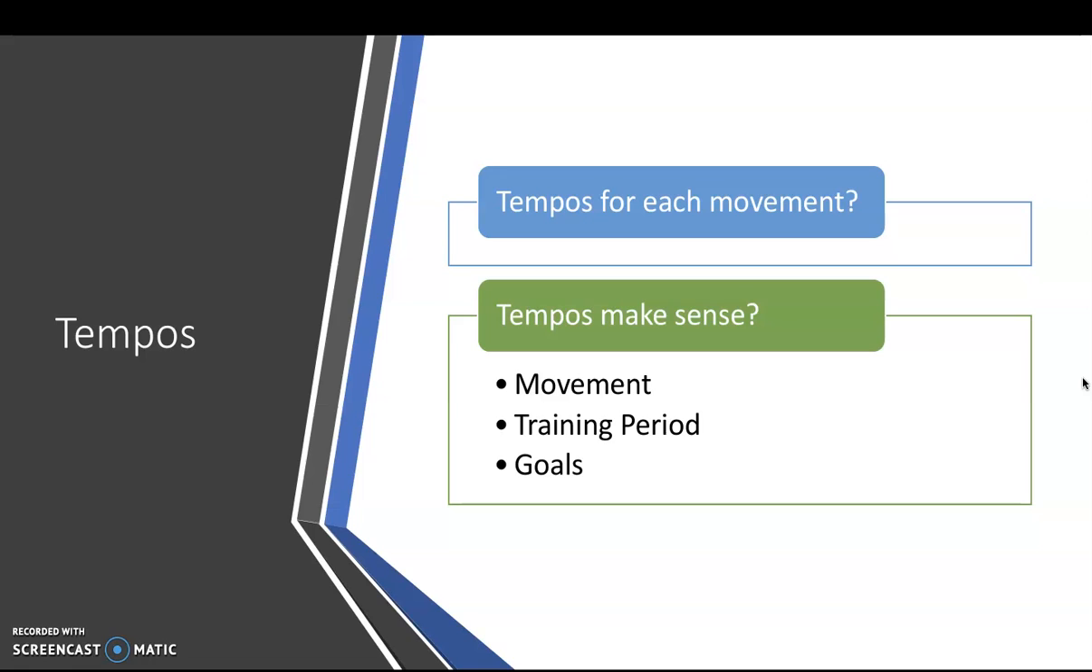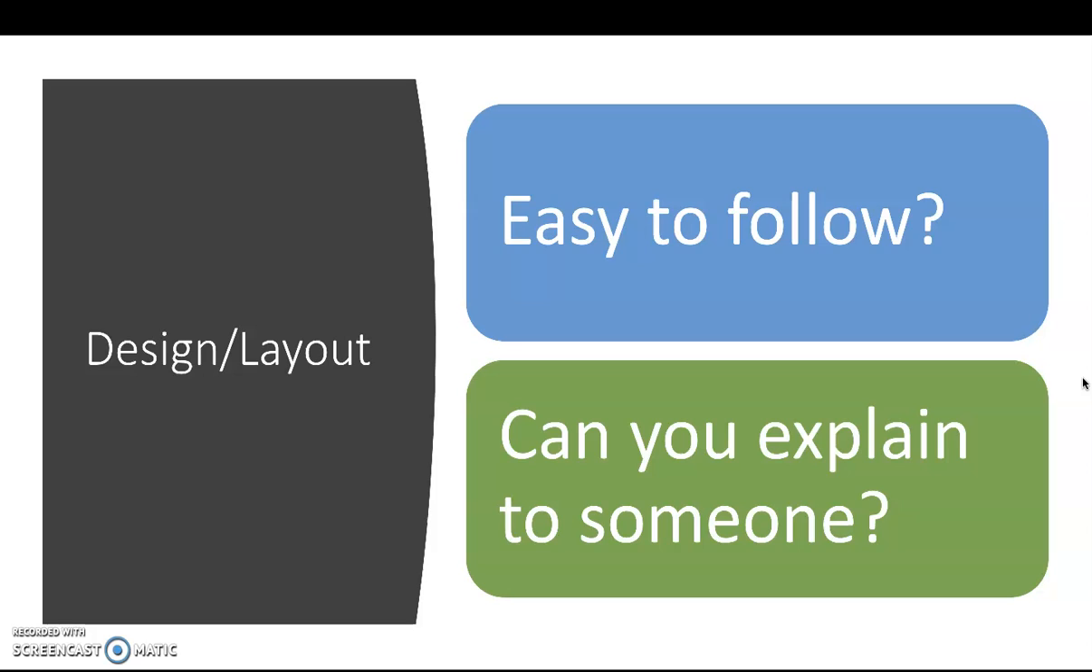Within those tempos, does it make sense for the movement? Like I said, I would not put a tempo aside from explosive for an Olympic movement or a plyometric movement, but making sure that I put that explosive in there. Does it make sense based off the training period? When we're in that preseason phase, so we're right before the season starts, I'm not going to do a 5-second eccentric with a 2-second isometric. All right. And then does it make sense towards your goals?